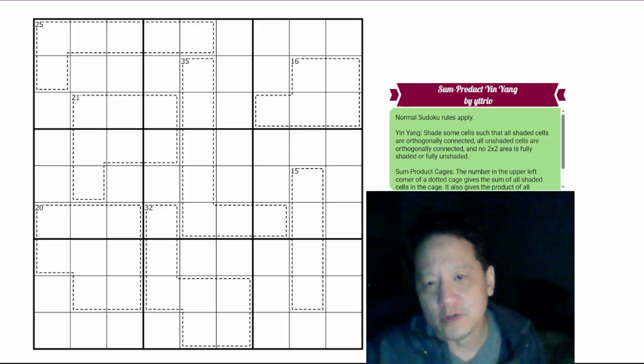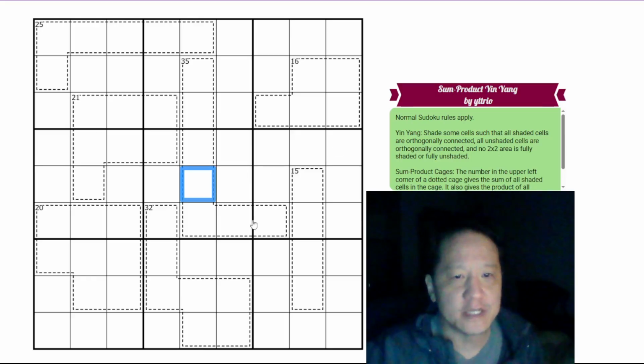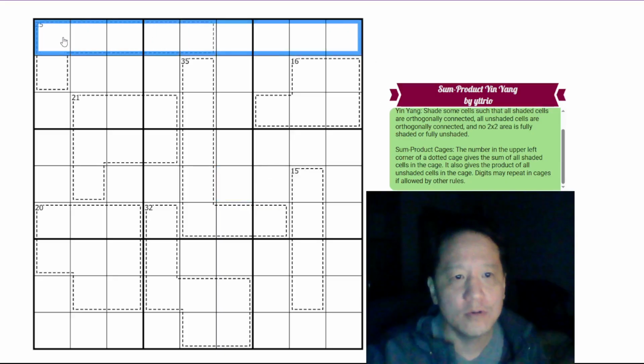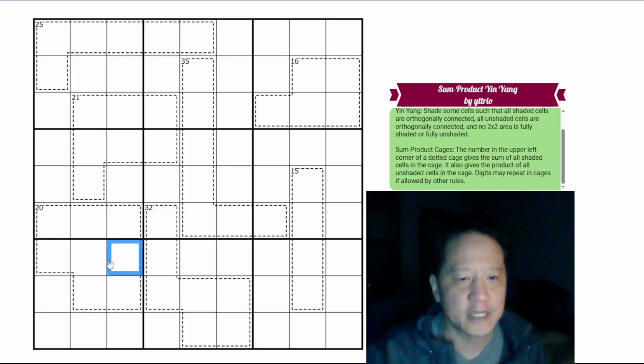Normal Sudoku rules apply, which means in every cell in the grid, place a single digit from 1 through 9 such that there are no repeats in any row, column, or designated 9-cell region.